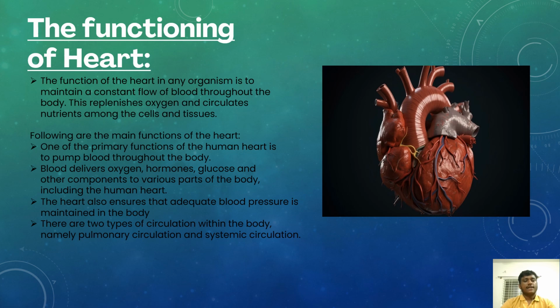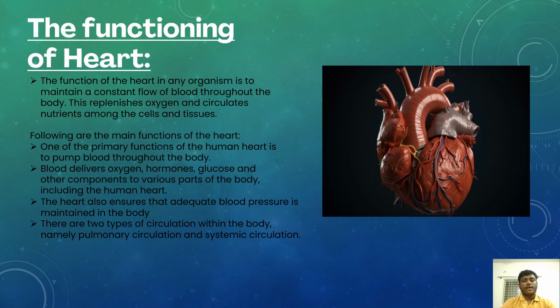Now we will see some functions of the human heart. The function of the heart, as in any organ, is to maintain a constant flow of blood throughout the body. The blood circulates nutrients among the cells and tissues. As blood contains oxygen, oxygen is supplied throughout the body. The following are the main functions of the heart.